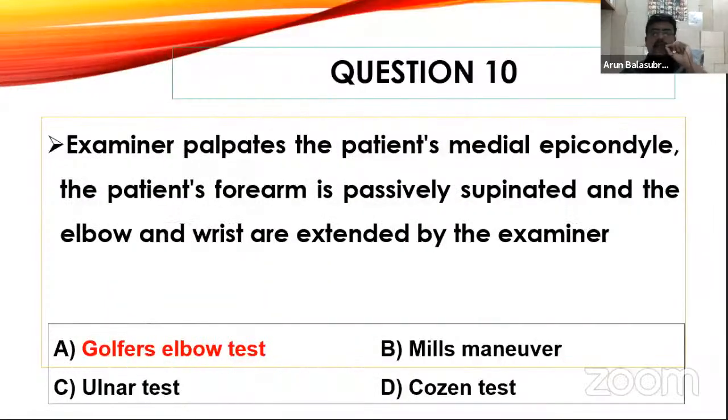When you palpate the medial epicondyle, obviously everyone says it is the Golfer's elbow test. Whereas Mills manoeuvre or the Cozen test identify tennis elbow, that is lateral epicondylitis. You palpate the lateral epicondyle and ask the patient to forcibly extend the wrist, and that indicates pain in the lateral epicondyle for tennis elbow. One more test for tennis elbow is the middle finger extension test. When you ask the patient to raise only the middle finger against resistance, if the patient complains of pain at the lateral elbow or lateral epicondyle, that indicates tennis elbow. Extensor carpi radialis brevis gets injured here.